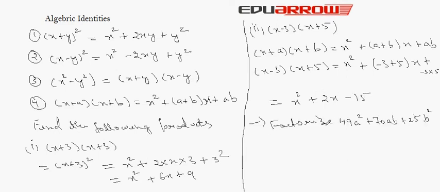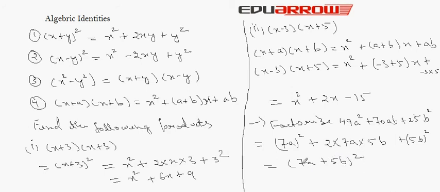Now another example. Factorize 49a² + 17ab + 25b². We can write this equation as (7a)² + 2·7a·5b + (5b)². So this can be written as (7a + 5b)² by using the first identity. So the factors are (7a + 5b) and (7a + 5b).